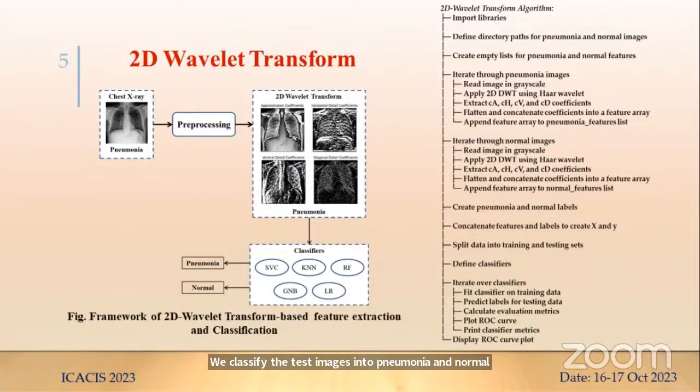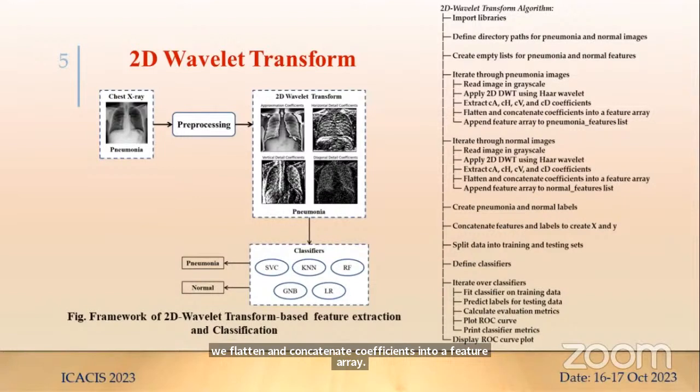The 2D wavelet transform algorithm implementation is as follows. First, we import libraries, we specify paths to dataset directories, and we read and pre-process the image into grayscale format. Then we apply 2D wavelet transform using the Haar wavelet. We extract features like approximation, horizontal detail, vertical detail, and diagonal detail. Then we flatten and concatenate the coefficients into a feature array. Now we create labels for the respective classes, in our case pneumonia and normal class.